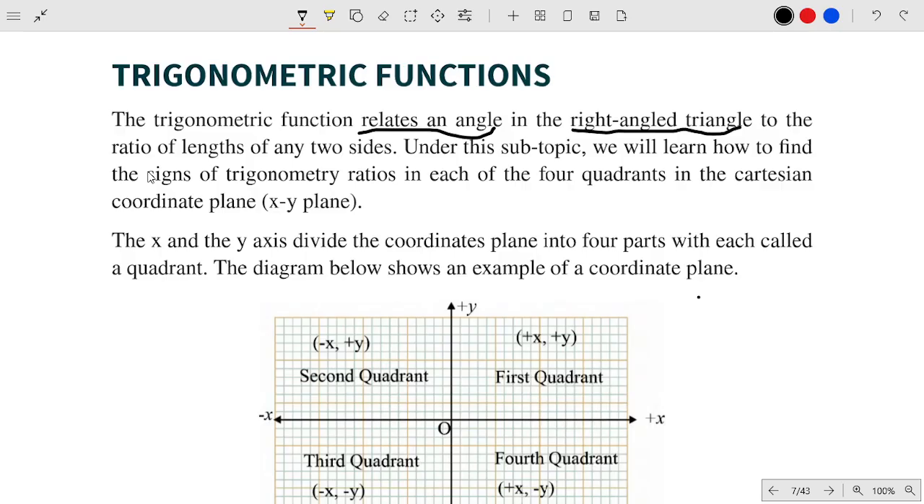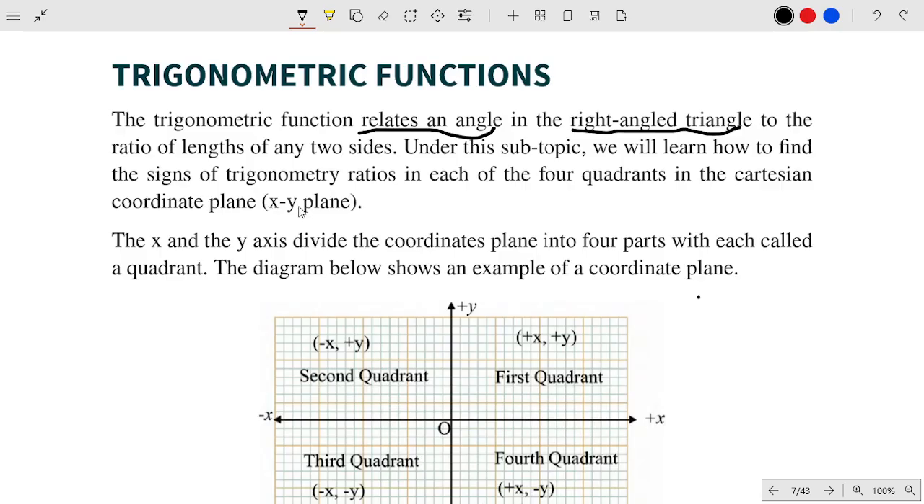So how? Here we're going to talk about how it relates an angle in a right angle triangle to the ratio of the lengths. So in a right angle triangle, the angle in there, how it relates to the ratio of the other two sides, either the hypotenuse, the adjacent, or the opposite.